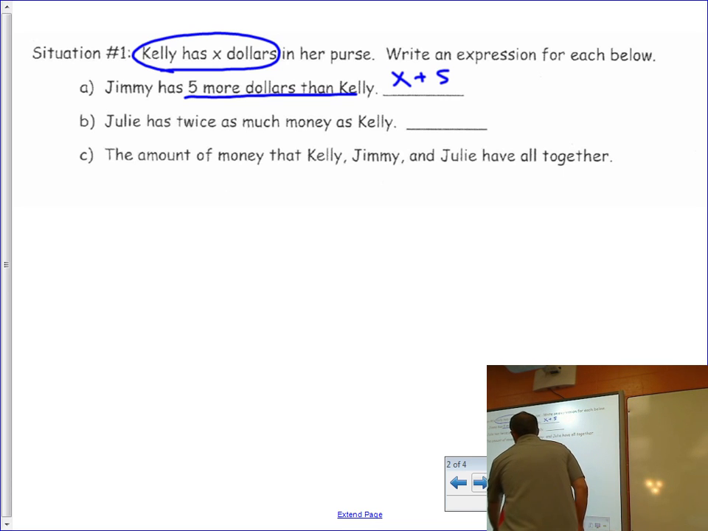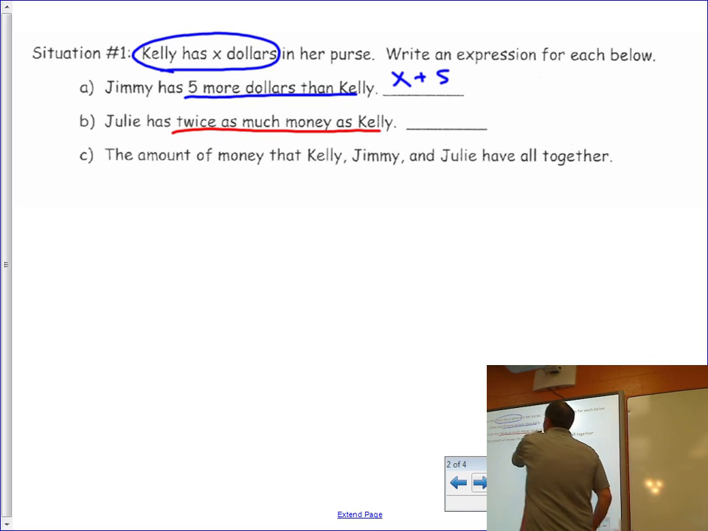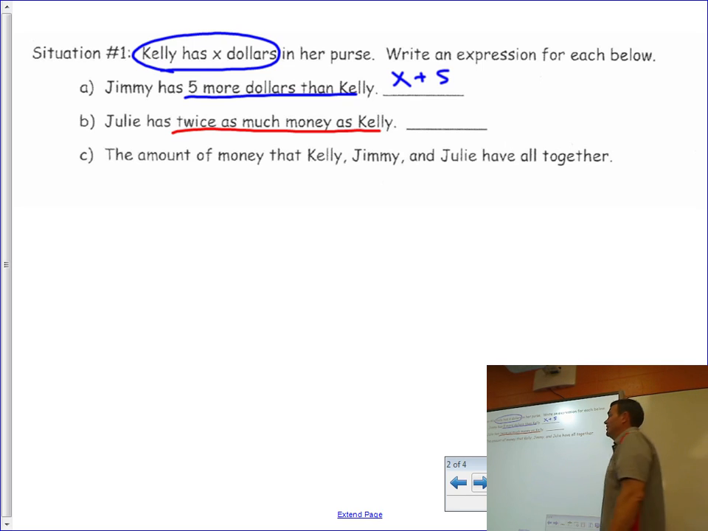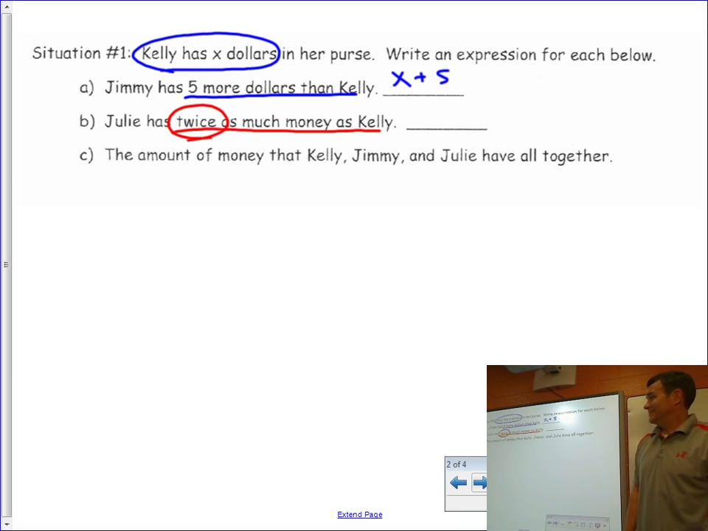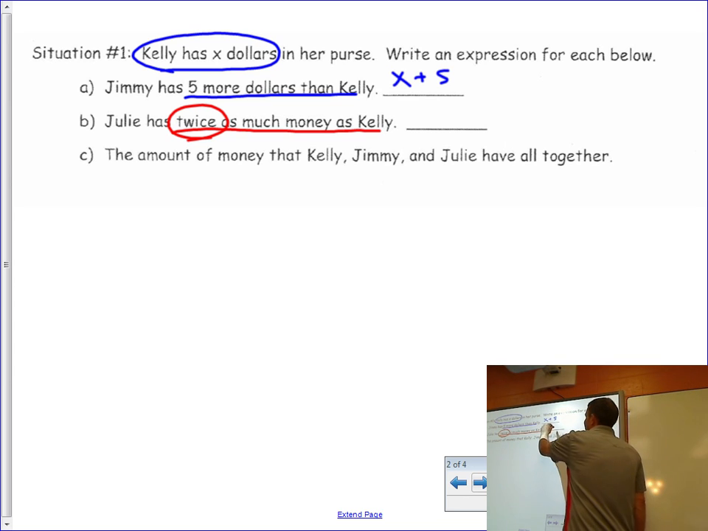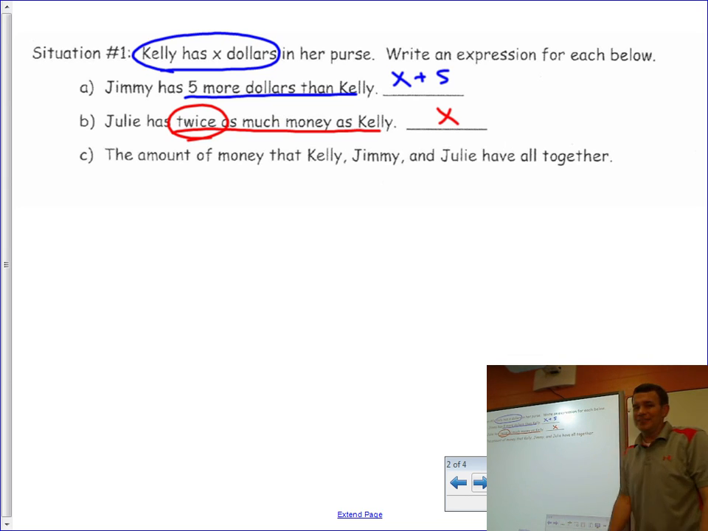It says that Julie has twice as much money as Kelly. Do we know what the word twice means? Well, let's see. I again know that Kelly has X number of dollars. If Julie has twice as much, it means I need to take Kelly's amount of money and multiply it by 2. Julie would have 2X dollars.